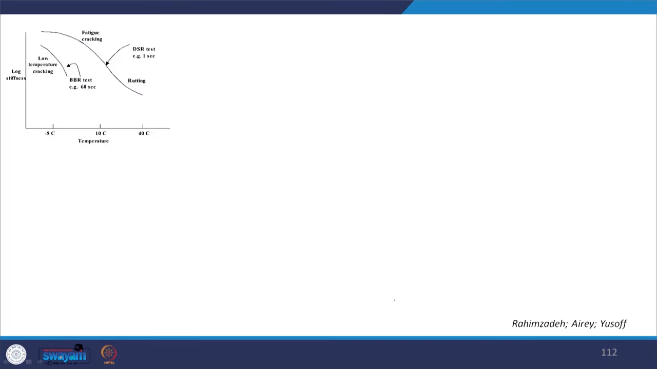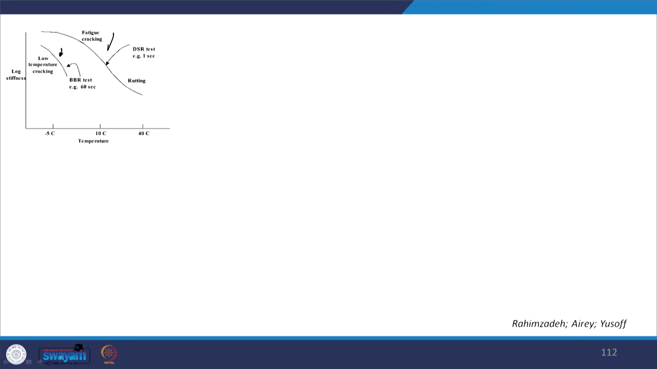In this particular slide, I am going to show you some of the typical plots taken from several literature sources. This shows how an isochronal plot looks. You can see that we have the variation with temperature, and on the y-axis we have a stiffness parameter. Usually DSR is used to measure the response at intermediate and high temperatures. We are not using DSR for measuring the response at, let us say, negative temperatures. For that we have other forms of testing.